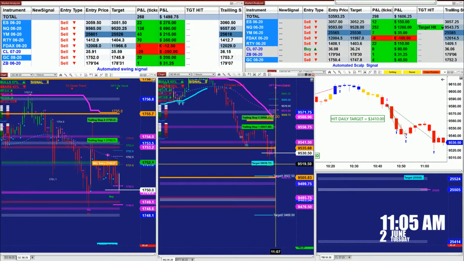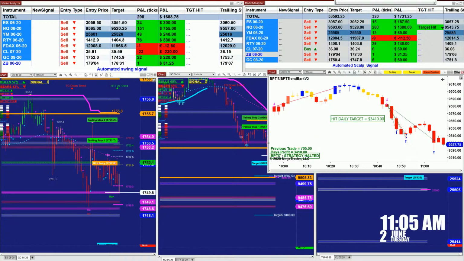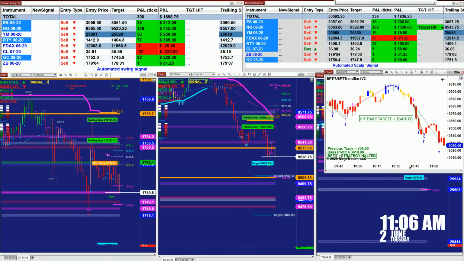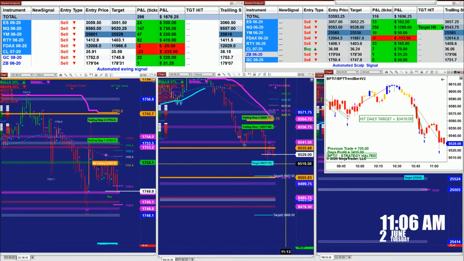Look. You cannot go wrong with it. I'll go ahead and move the chart so you can see it. It's coming to target 1, profit taking, and then the market is going to fly the opposite direction.